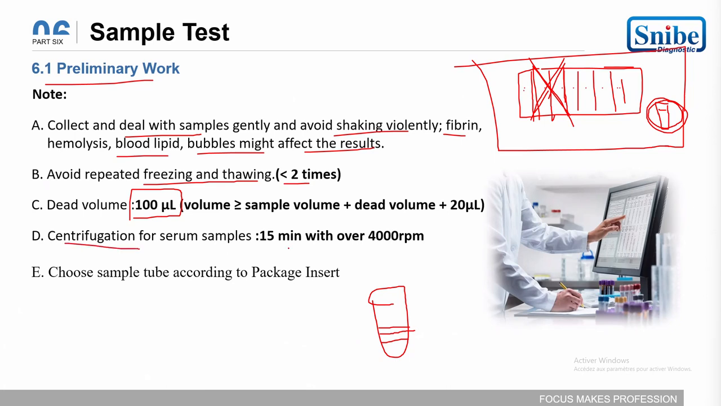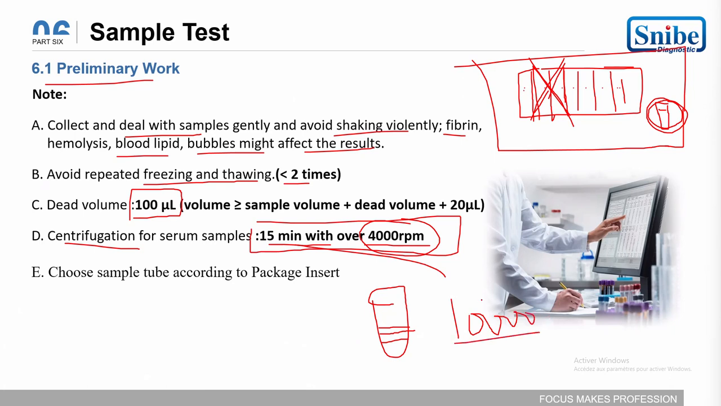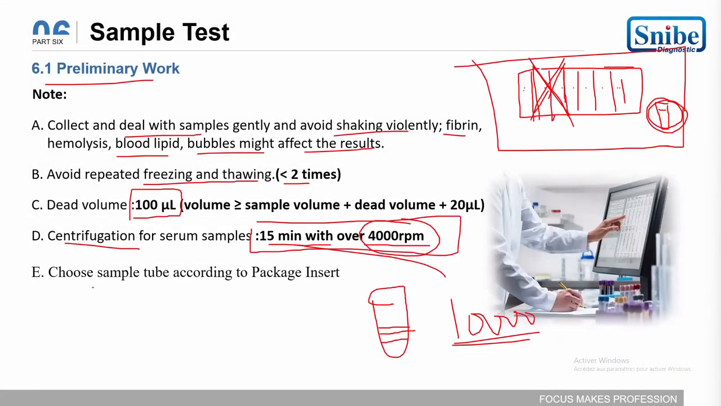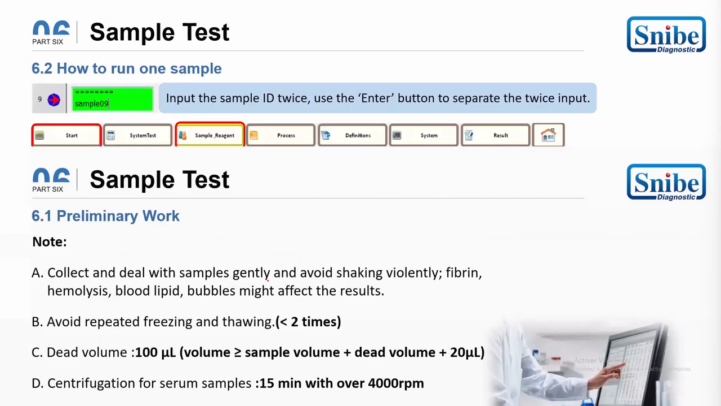Then the centrifugation before testing. After collecting the samples, we need to centrifuge for at least 15 minutes with a speed of 4,000 rounds per minute. Here you need to check the insert for the parameters. Some parameters may require 10,000 rounds per minute during 10 minutes. So the end user needs to check the procedures in the insert of the reagent kit. Also choose the correct tube type according to the parameters.